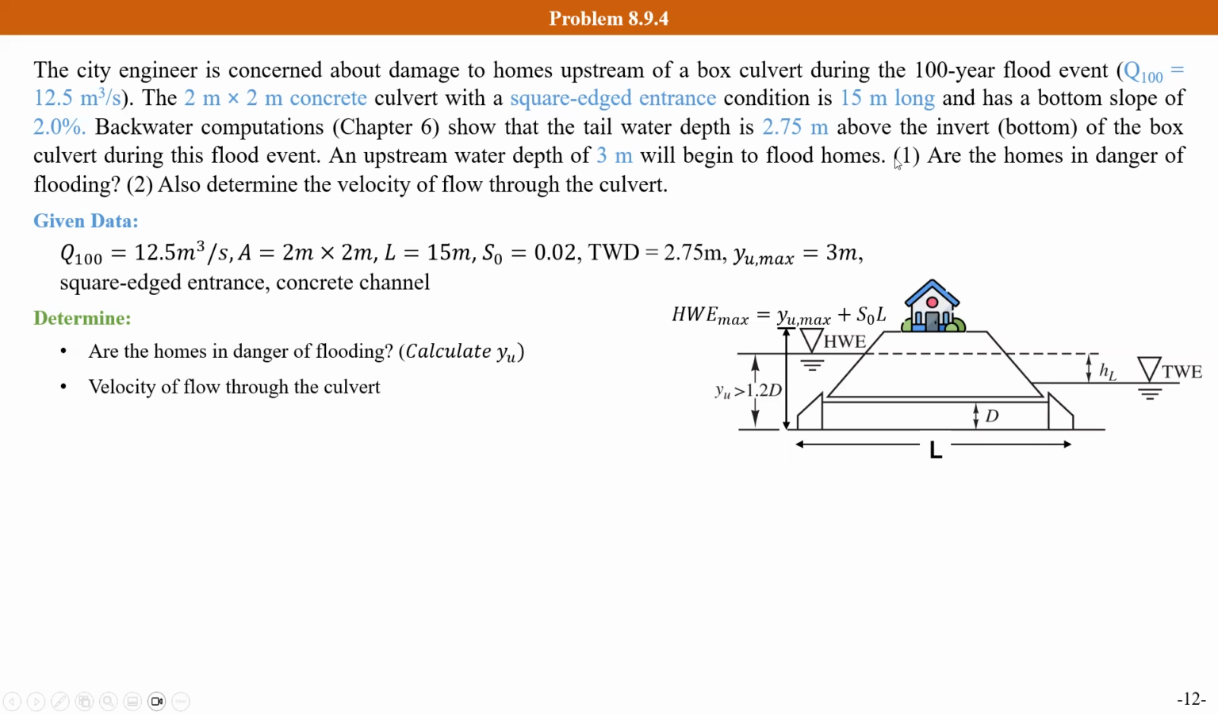We need to determine whether the homes are in danger of flooding, and we also need to calculate the velocity of flow through the culvert. To determine whether the homes are in danger of flooding, we need to calculate y sub u and compare it with the maximum y sub u that prevents flooding, which is 3 meters. So if y sub u is larger than 3 meters, then the homes will be flooded.